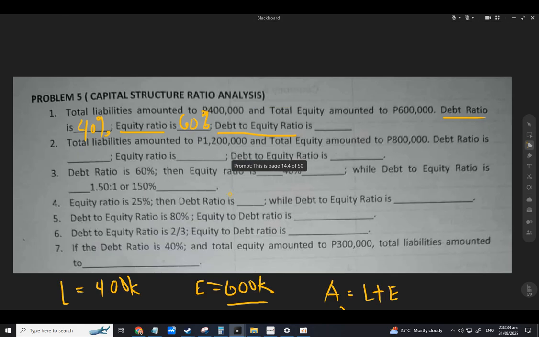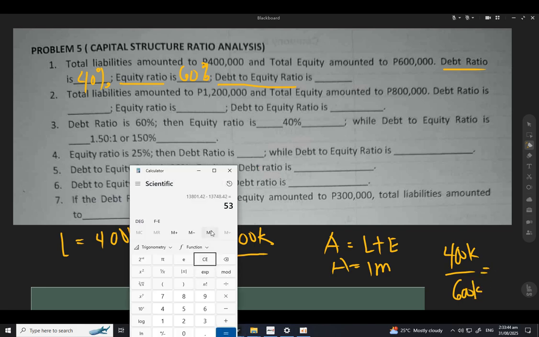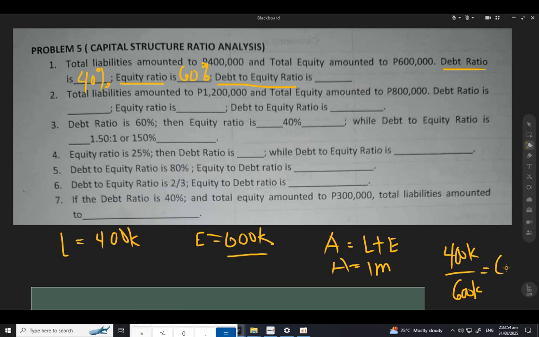So let's answer the debt to equity ratio: we have 400K divided by 600K. I'll use a calculator: 400 divided by 600, multiply by 100 and add the percent sign. That will be 66.67%, to two decimal places. Okay? Let's have number 2.